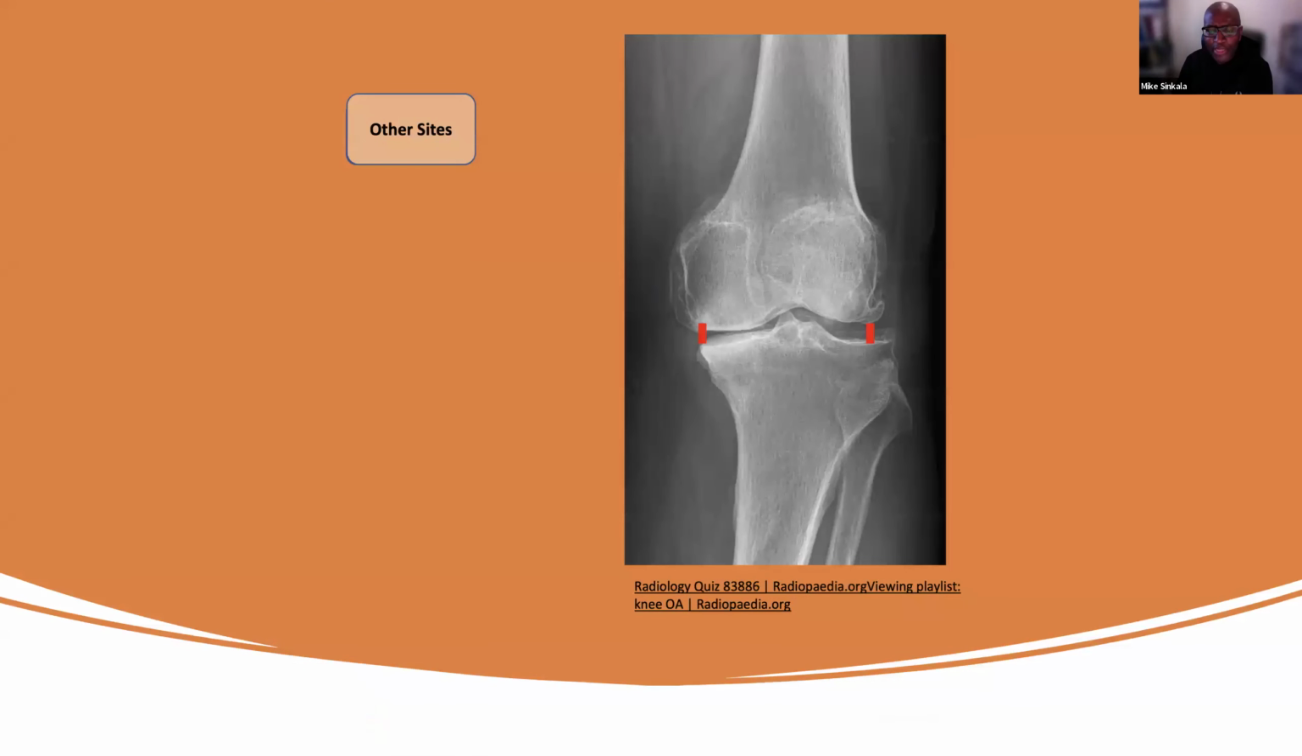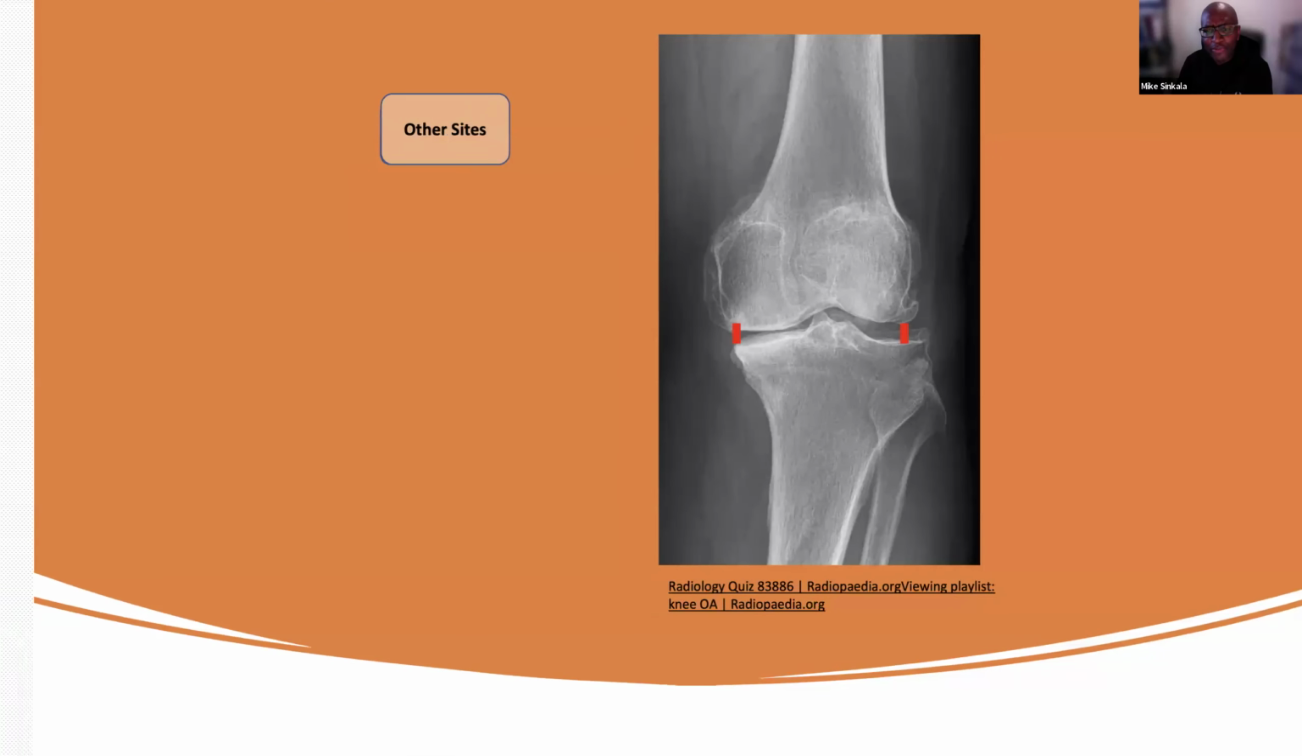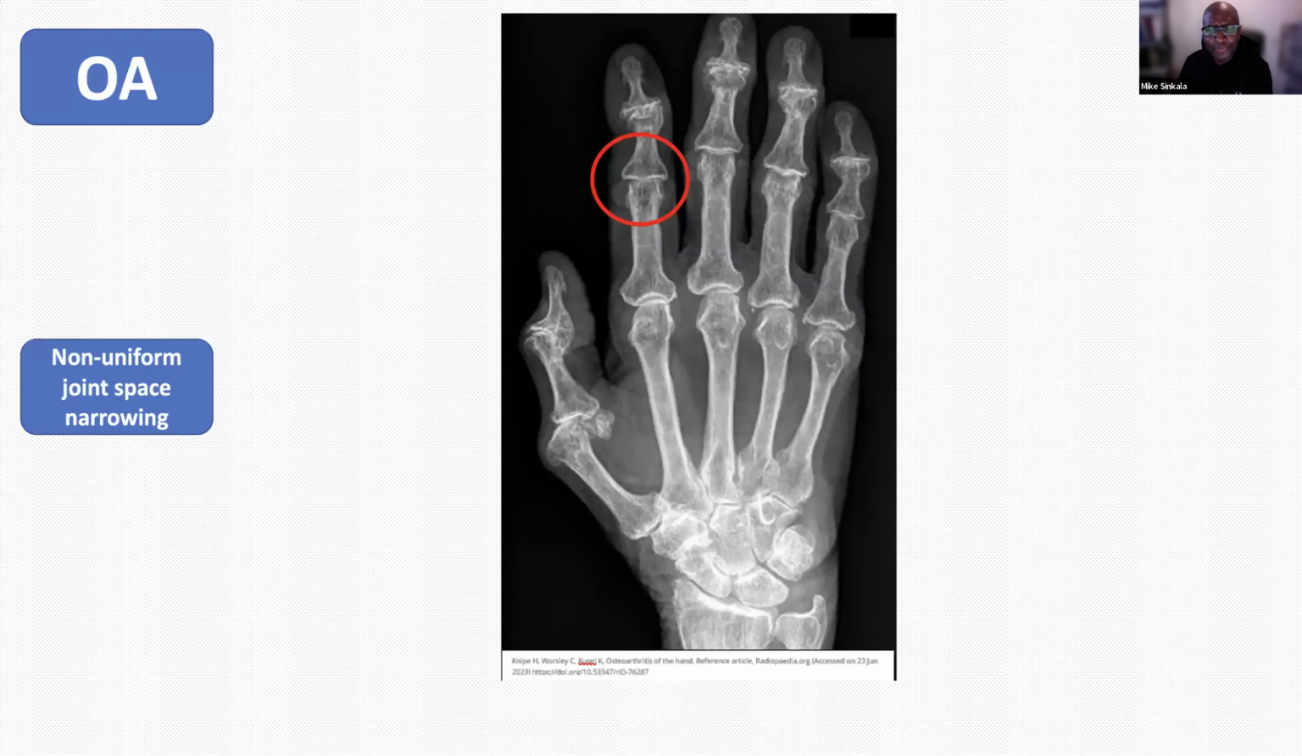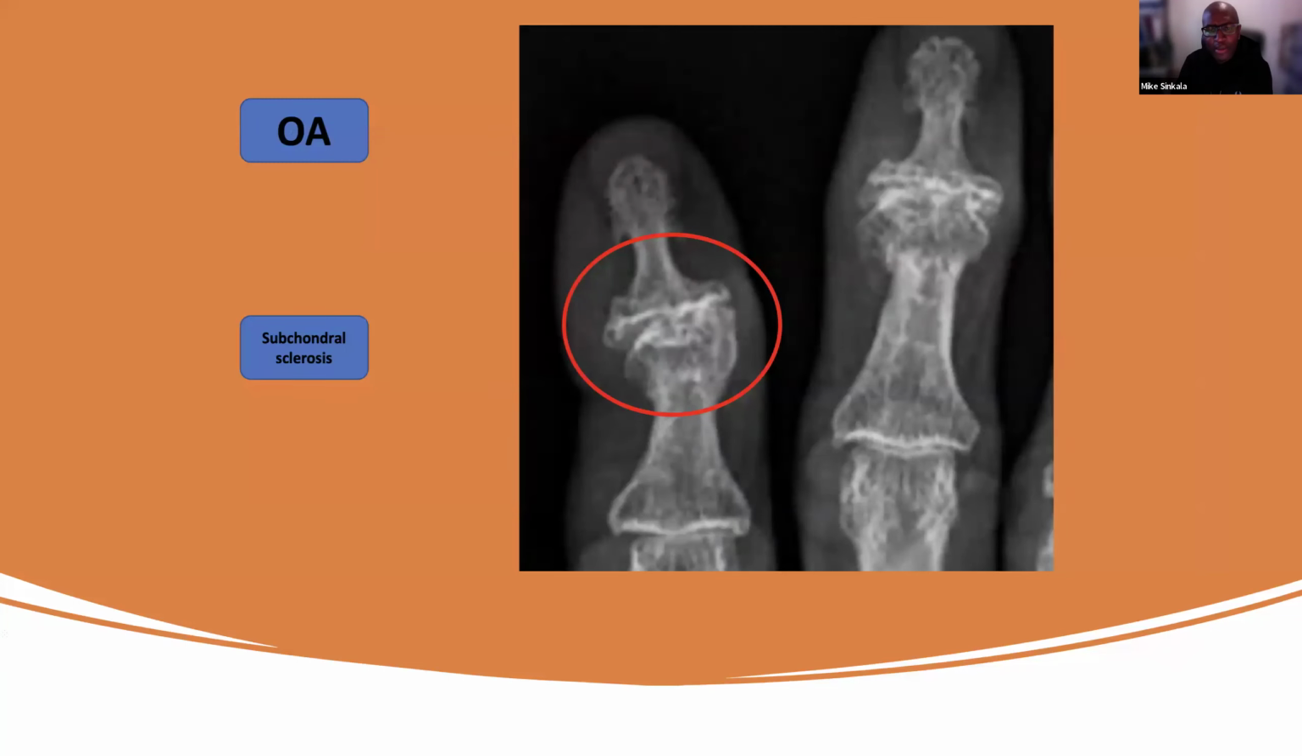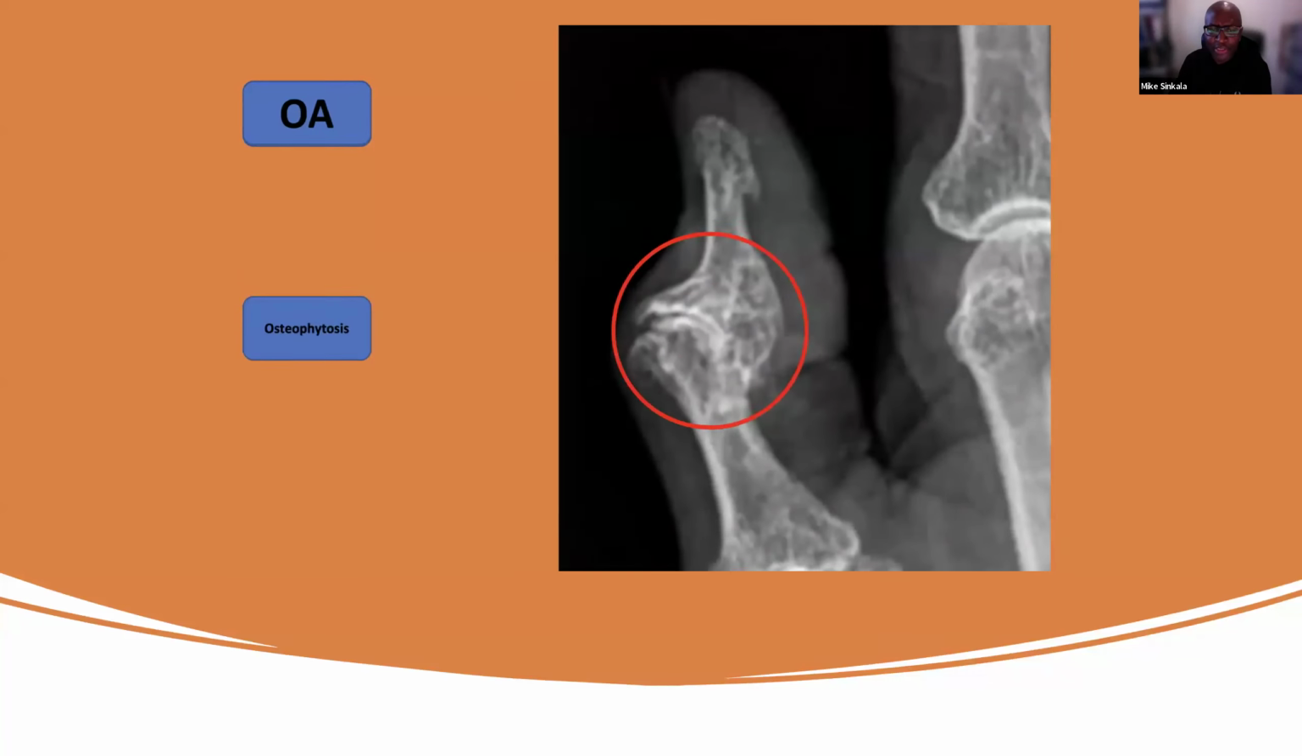Okay, so we can see that there is actually non-uniform joint space narrowing in that joint. Okay, look at that again, non-uniform joint space narrowing, and then we can also see that there's actually subchondral sclerosis associated with that joint, not destruction.